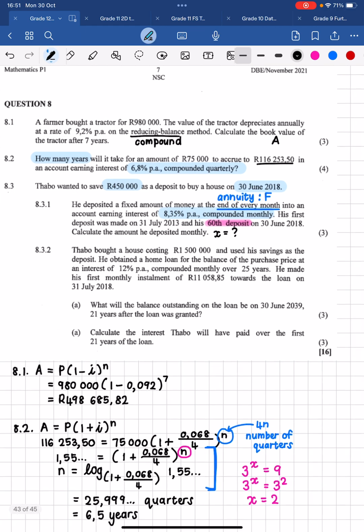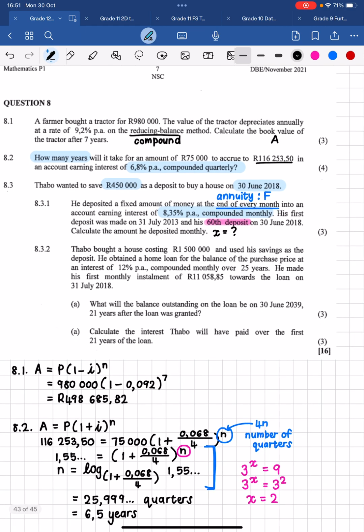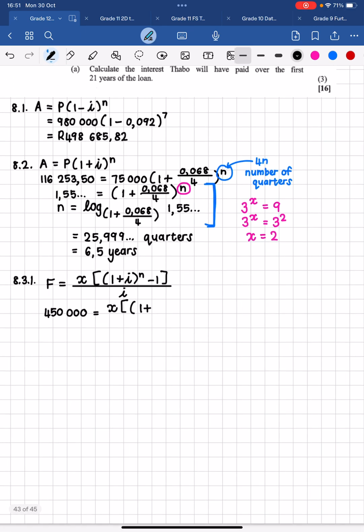1 plus the interest rate that they told us is 8.35%. So I'm going to write that as 0.0835. And it was compounded monthly, so we have to divide that by 12. They told us that there are 60 payments. So it's to the power of 60, and then we are putting 0.0835 over 12 at the bottom of this fraction.